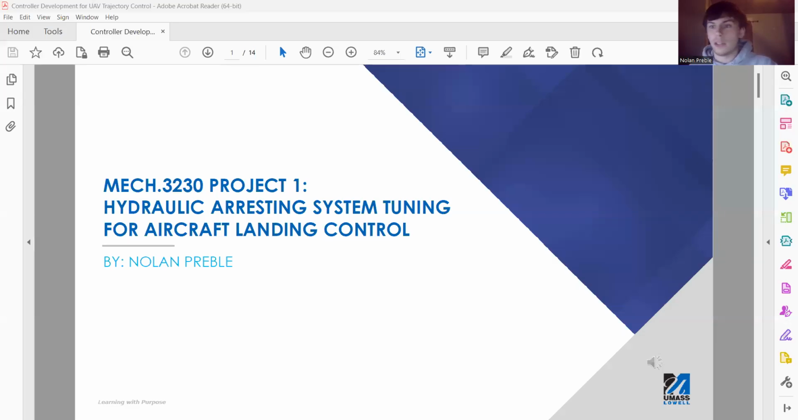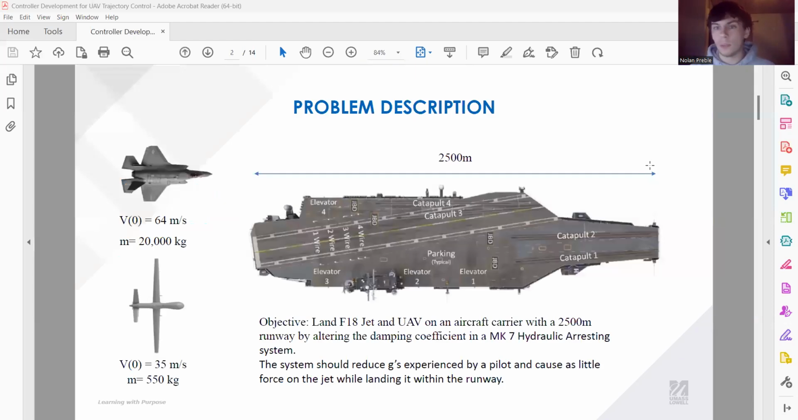All right. So project one, what was the problem? We had to land aircraft on an aircraft carrier, given a runway of 2,500 meters. Obviously, we don't want the aircraft to fall off. That'd be a fail. Also, we don't want too many forces on that aircraft that cause any internal damages. And also reducing the acceleration so pilots don't feel a significant amount of G's. That'd be too much. Might cause them to knock out, might cause them harm, even death, which would be a tragic event.